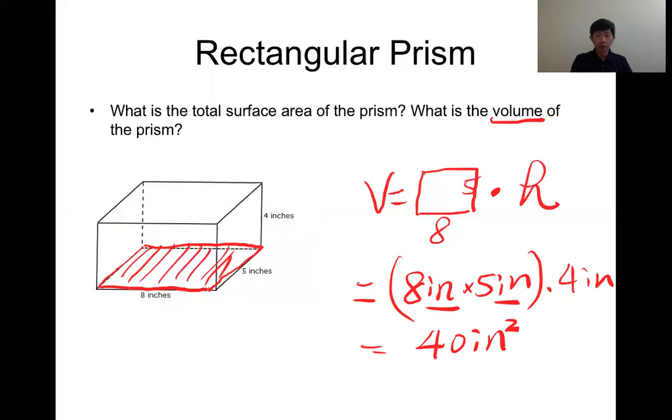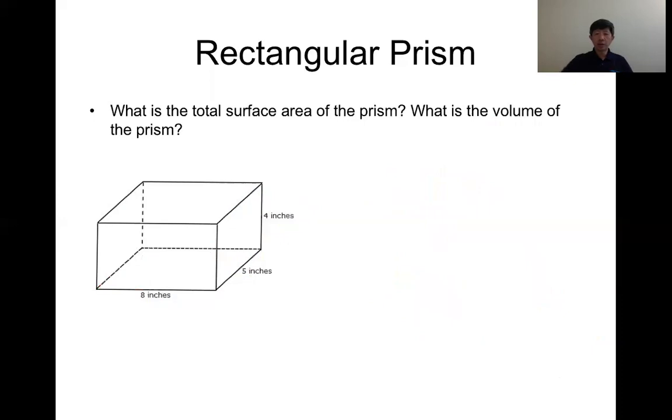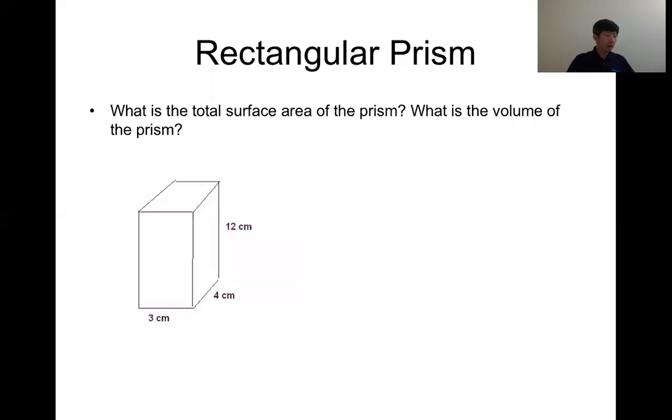And then we fill in how many? Fill in 4 inch of this height. So times 4 inch. Therefore we will have 160. Since this is inches square and another inch, we have a cube, and that is the volume. Once we fill this in, that is 160 inch cube, right? So that is a rectangular prism. Next, here is another problem.